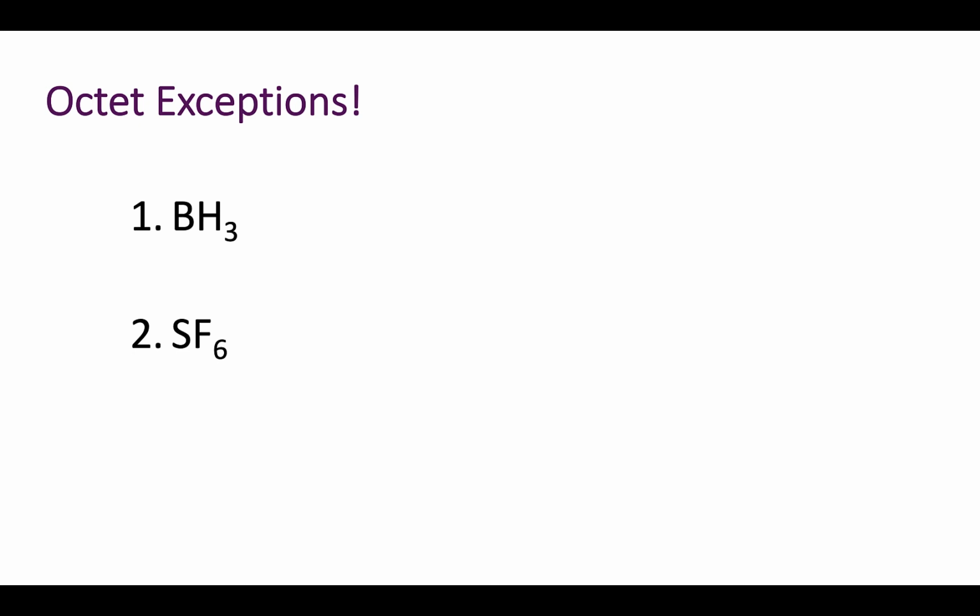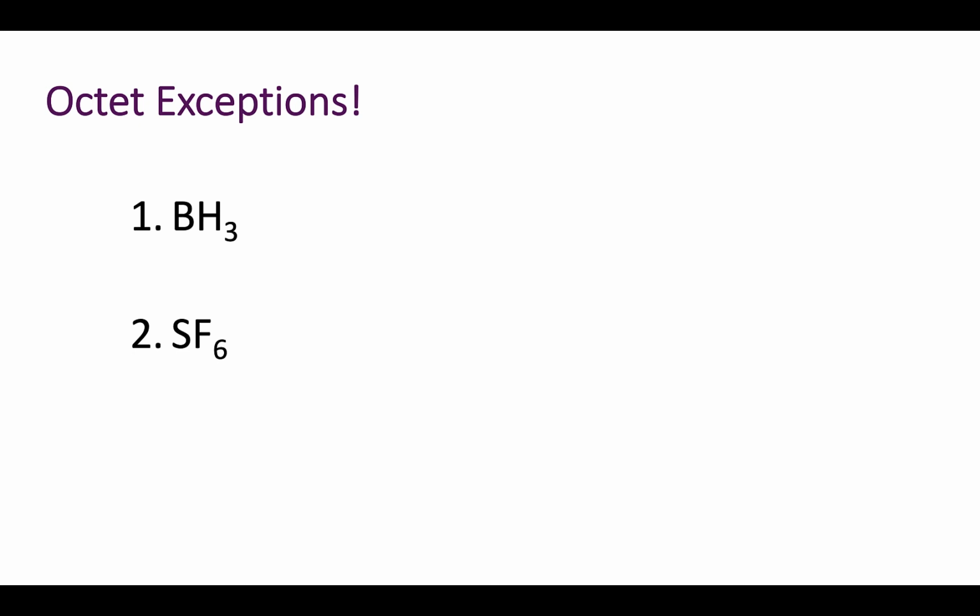All right, as we may know or may not know, there are some exceptions to the octet rule, and these exceptions come in 2 forms. The first is in number 1 here, and that is when there simply aren't enough electrons to make an octet. So how can we make a Lewis structure for BH3 that accommodates that?